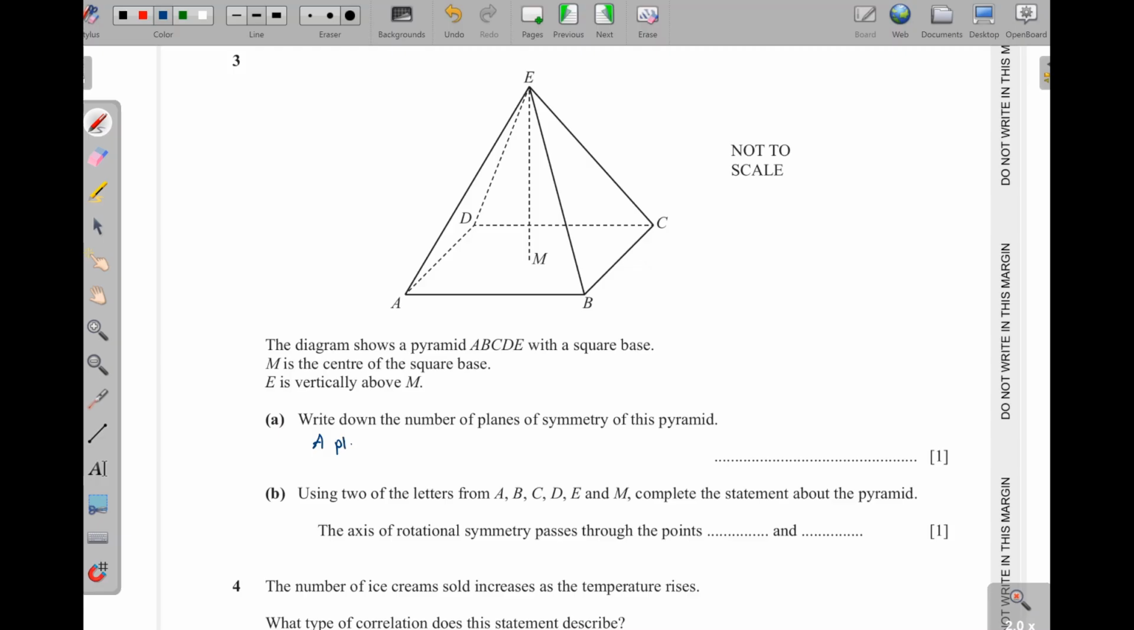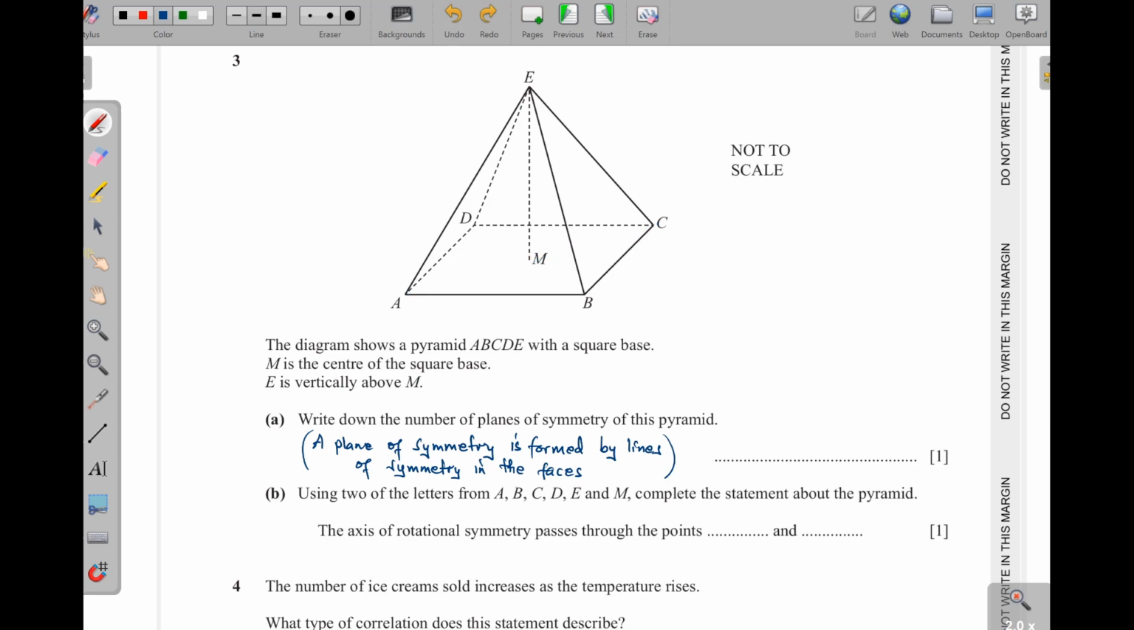A plane of symmetry is formed by lines of symmetry in the faces. So this one here, being a square, this one is a line of symmetry, this one is a line of symmetry, this one is a line of symmetry, and also this one is a line of symmetry. You see that?